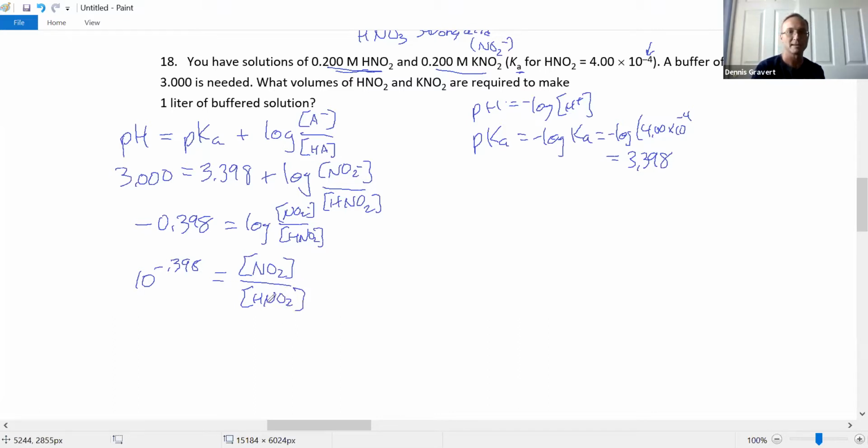And then multiply this side to the other side. So get your calculator out. This turns out to be pretty close to 0.4. It's actually equal to 0.4. Weird. Okay. So 0.4 times the HNO2 concentration will give you the concentration of the NO2 ion.